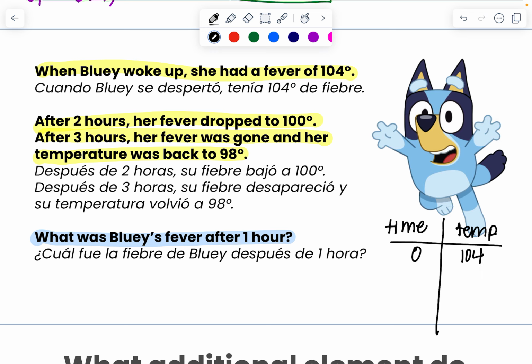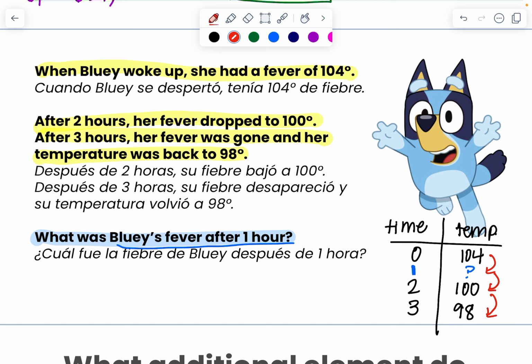After 2 hours, we know that her fever had gone down. It was 100 degrees. It had dropped. At 3 hours, it was at 98. And the question says, what was Bluey's fever after 1 hour? So when time is 1, what's her fever? So we're trying to determine the pattern, right? We went from 104 to what amount? That what amount to 100, from 100 to 98.